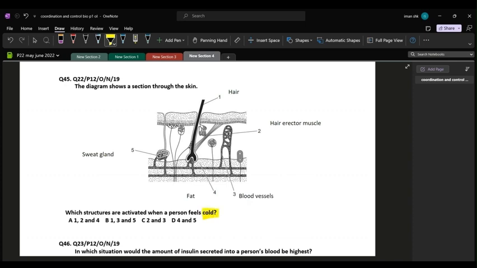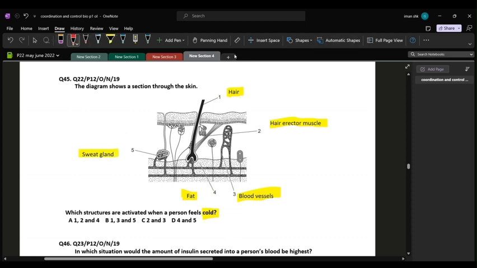So when the person feels cold, which structures would be activated? The most important thing here is that you have to be familiar with skin structures. It can either come up in your P2 for labeling or even in P1 such MCQs can come. So you should be familiar with all the structures in the skin. Here, 1 is your hair, the hair follicle. 2 is your hair erector muscle. 3 is blood vessel. 4 is the fat layer. And 5th is your sweat gland.